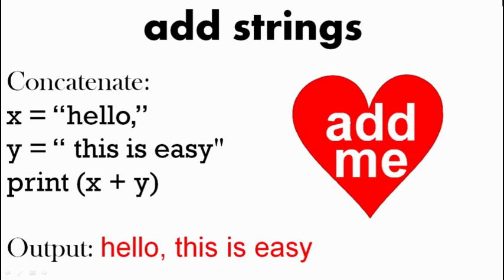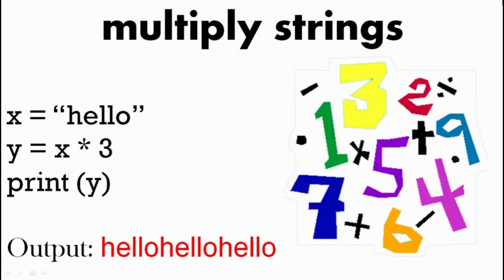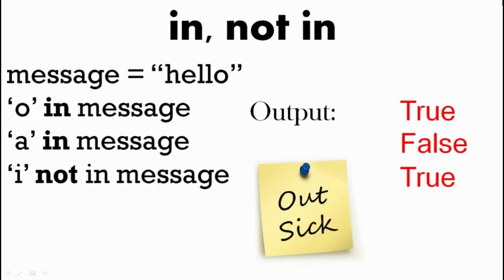We can add strings together with the plus symbol. So here we've got "hello", and "this is easy" in X and Y. We print them together, we've got "hello, this is easy". We can multiply them, so here we've got hello 3 times: hello, hello, hello.